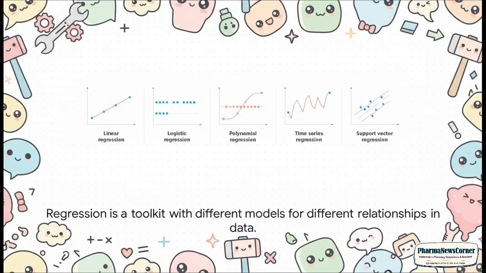A common example is predicting a house's price based on its size and location. And regression is not just one tool, it's a whole toolkit. You have linear regression for simple, straight-line relationships, like the more you study, the higher your grades. Then you have logistic regression for yes or no questions, like predicting if a customer will buy something. And there are even more complex types for really messy data. The key is to choose the right tool for the job.